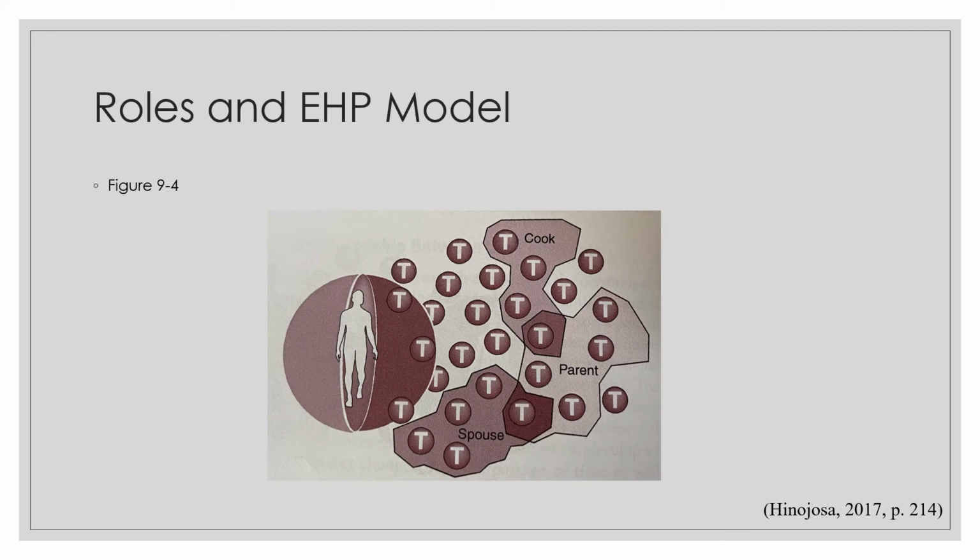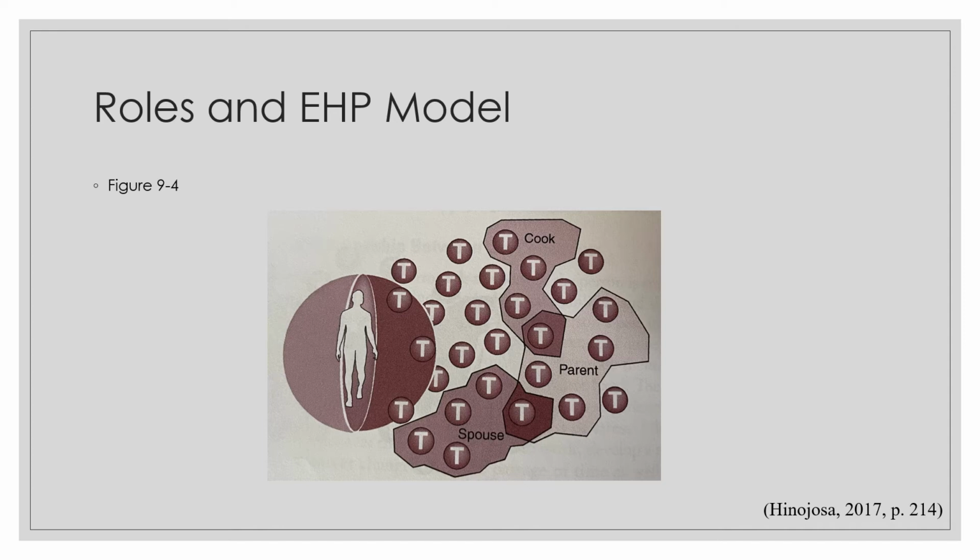Again, this figure is taken from the Hinojosa text on page 214. This one is a little different because it is explaining how people have unique roles, and within these roles it contains different tasks, some of which are intertwined. As you can see, there's two T's that are kind of in the two bubbles. It also shows that tasks can be categorized based on these roles that a person has or wants to participate in.